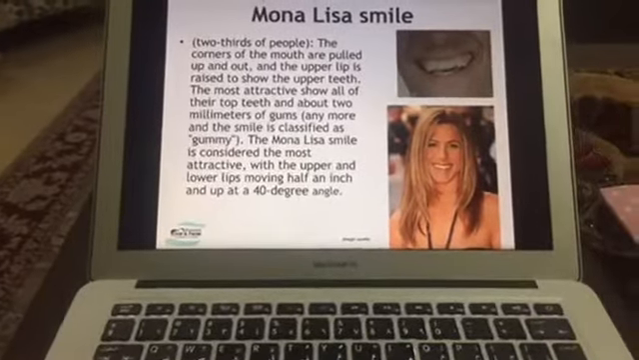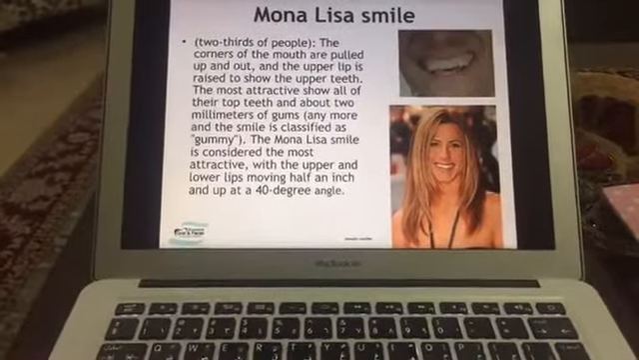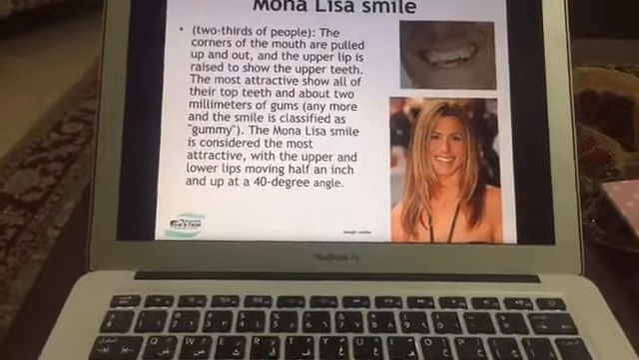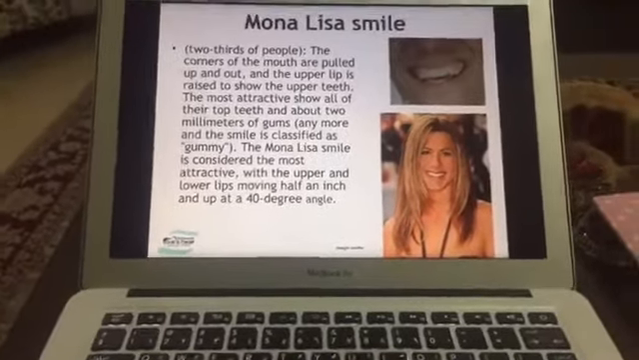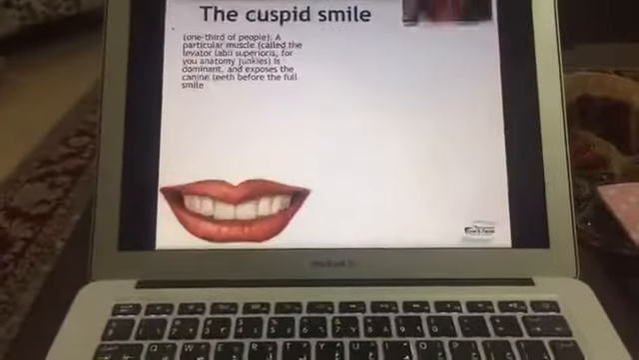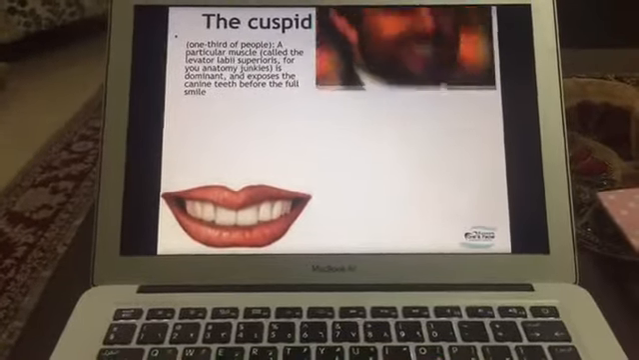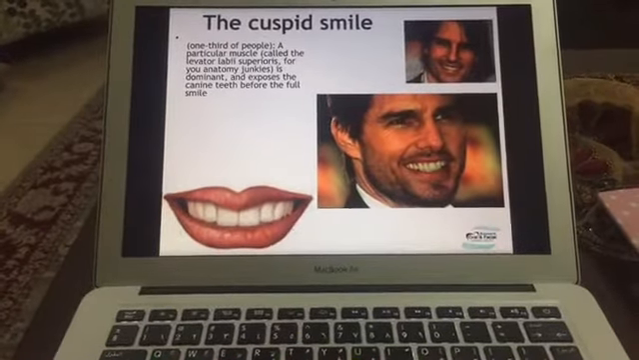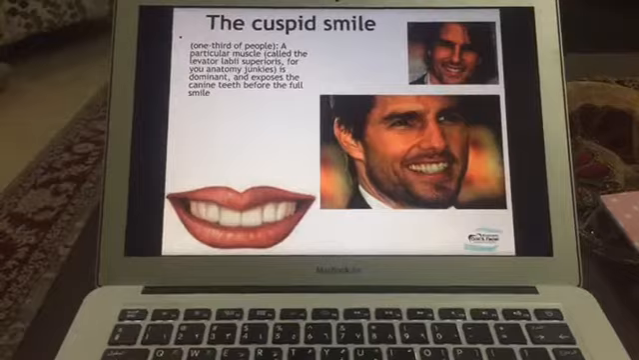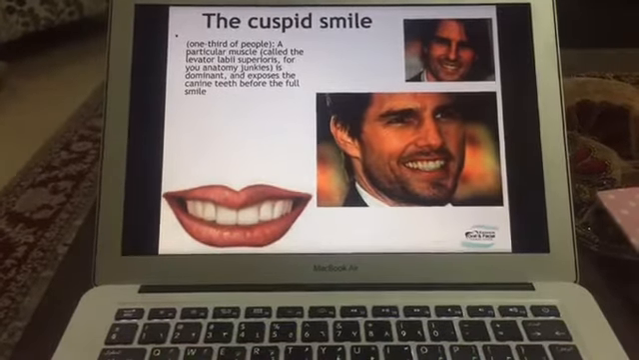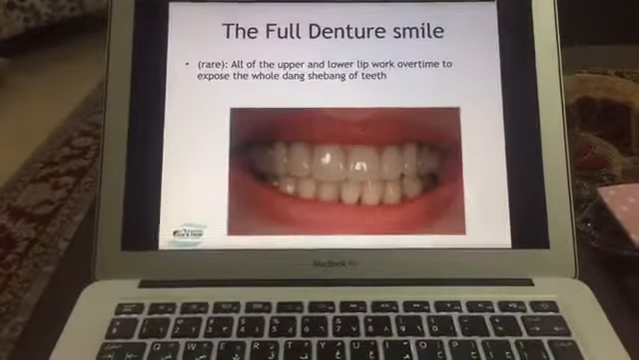All these smiles are between the lips, teeth, and gum. So if you would like to design a smile, you must not forget the lips. This is very, very important, a very crucial thing. A cuspid smile is seen in one third of the people. It's a particular muscle, levator labii superioris, that is dominant in this cuspid smile.